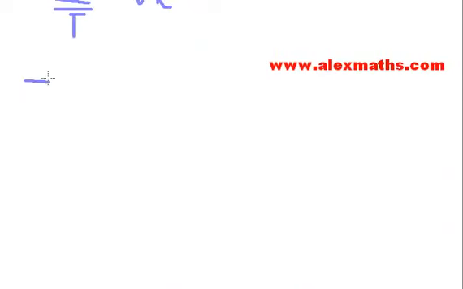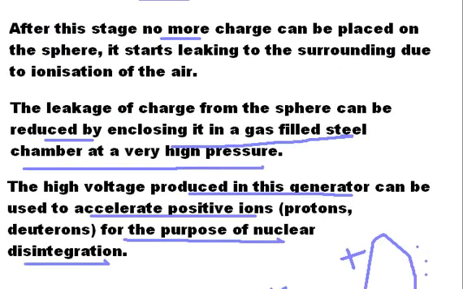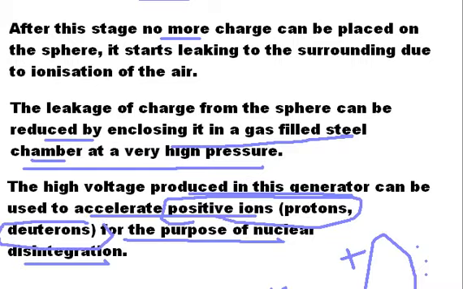So what happens after this? We described the diagram and explained the working principle. Then there can be some leakage when more and more charges are accumulated. To avoid the leakage, what can be done? The whole thing can be placed in a gas filled steel chamber at very high pressure, so that the loss can be reduced. So where are we going to use this high voltage producer? To accelerate the positive ions. Please make a note, in 1 mark they will ask to accelerate the positive ions like protons, neutrons, for the purpose of nuclear disintegration.